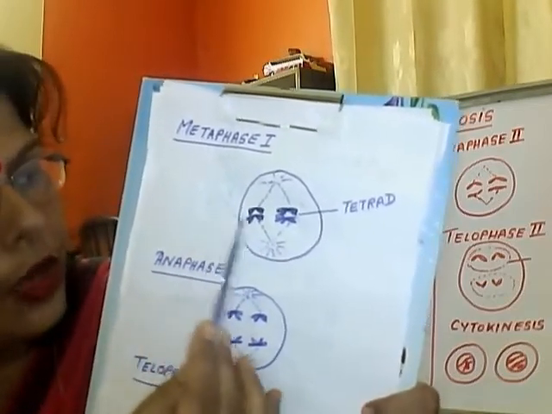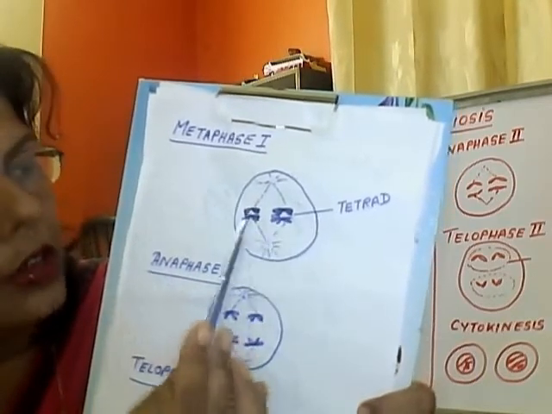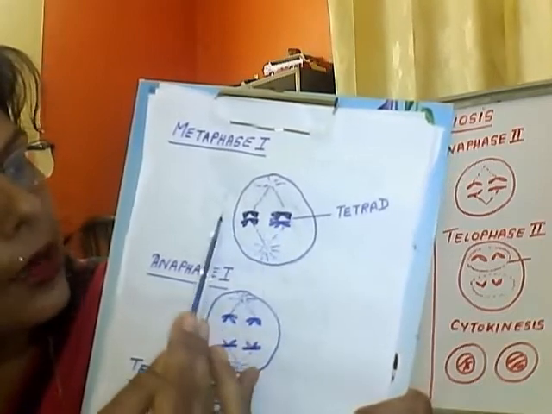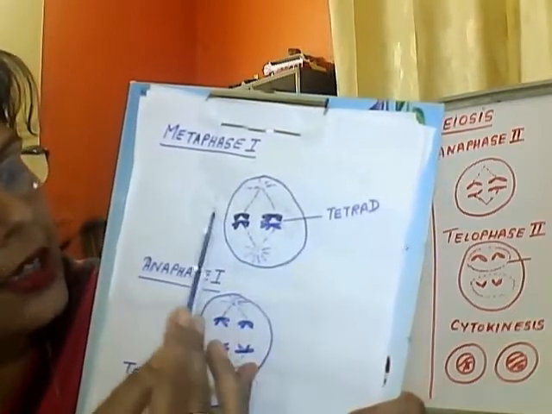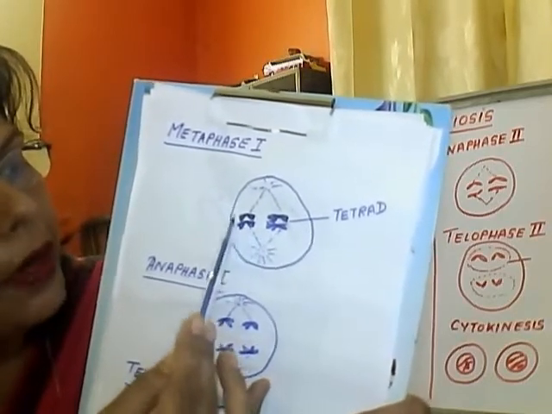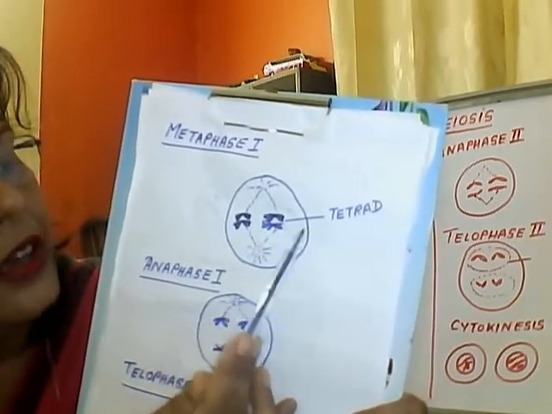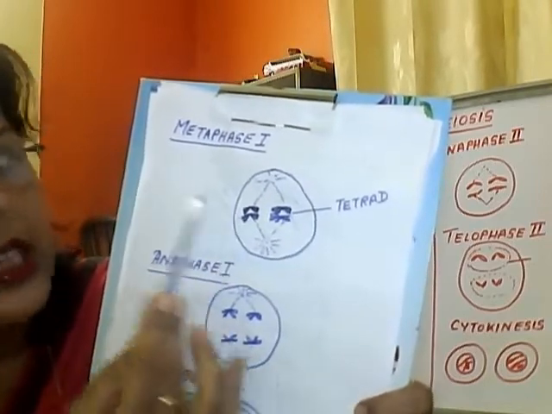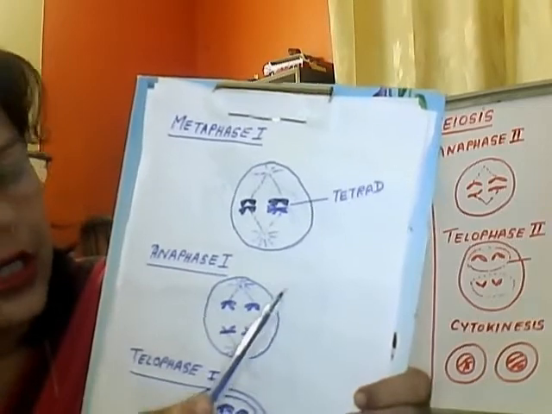Now you can see the difference from mitosis. In mitosis, if they are having 4 chromosomes, they are arranged in a single line. But here, although they are having 4, they are present in the form of tetrad. So in this way it differs from that of the mitosis.